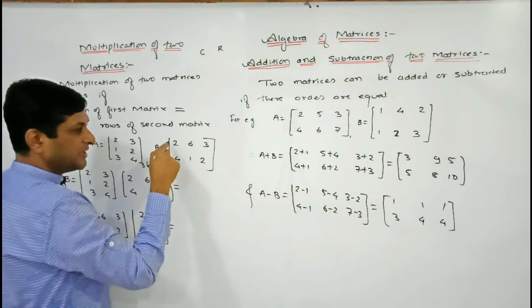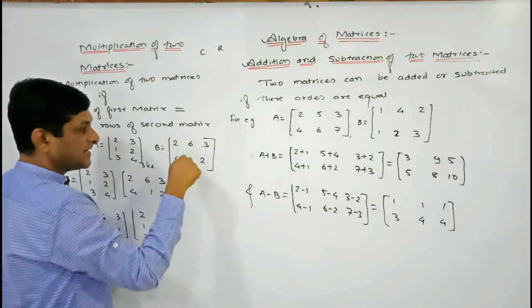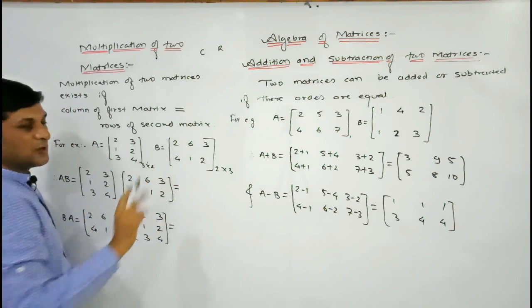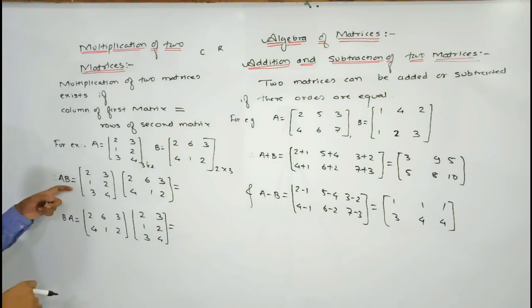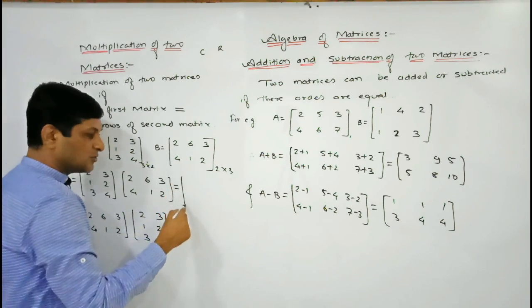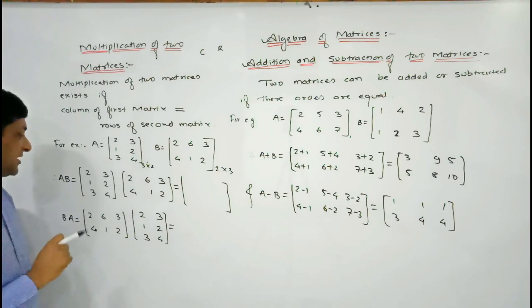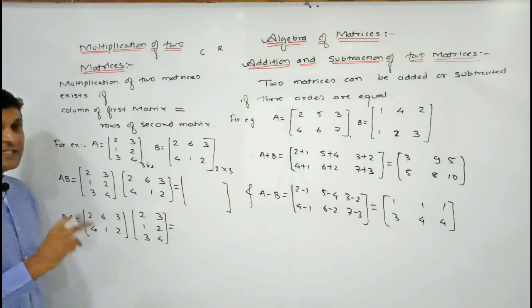And here how many rows are there? 2 rows and 3 columns, means 2 by 3. 2 rows, 3 columns, isn't it? Now we are finding the multiplication of these two matrices AB. So try to understand how to take the multiplication. First let us check whether this multiplication exists or not.